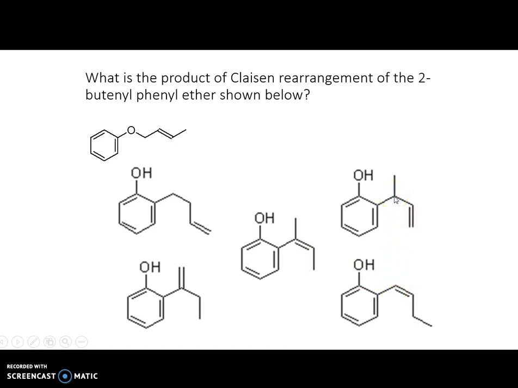Oh, this one looks right. Here, we've got this methyl group, that's it. This carbon is this one. And then the double bond is going to move 1 carbon away, right down there. So this is the correct product.